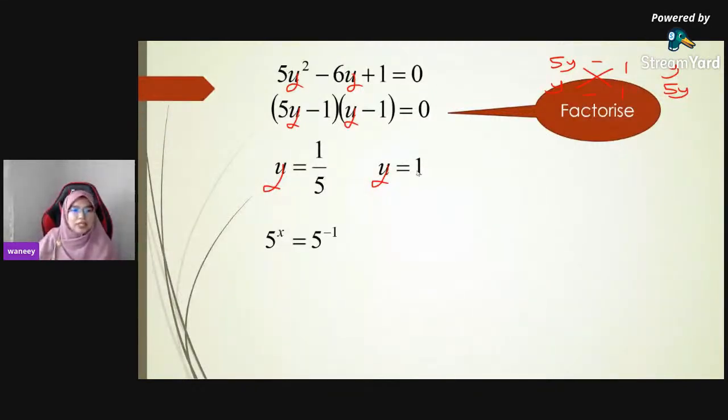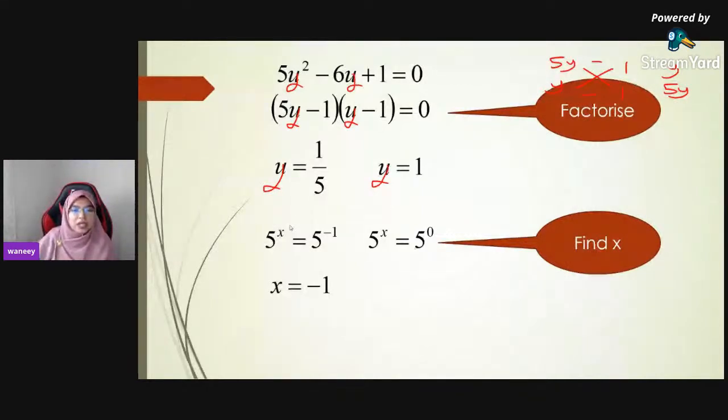So 5 to the power of x, and over here, we have 1 over 5. So 1 over 5 is 5 to the power of negative 1. So we have a common base for both of them, so we can easily compare the index, which will give us x equal to negative 1. And on the right hand side, we have 1 over here. So 5 to the power of x is equal to 1. If you want to change 1 into something with index, 5 to the power of 0 is actually equal to 1. So we can easily change them to have a common base. Once we have a common base, we can easily compare the index. Then we can see that x is equal to 0. So we have two answers over there, x equal to negative 1 and x equal to 0.